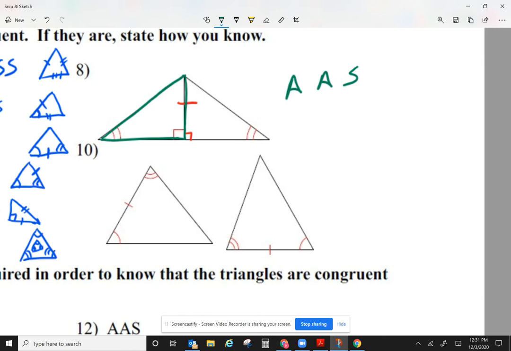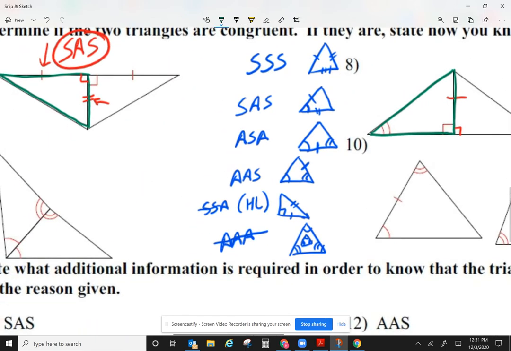Angle, angle, side. Quickly take a look at the other triangle. Make sure it is marked the same way. It is. So angle, angle, side will do it. If the other triangle is marked different, not congruent.